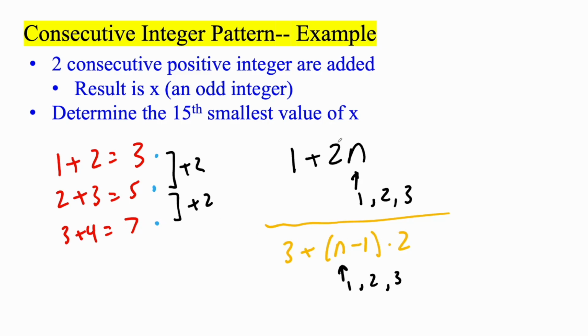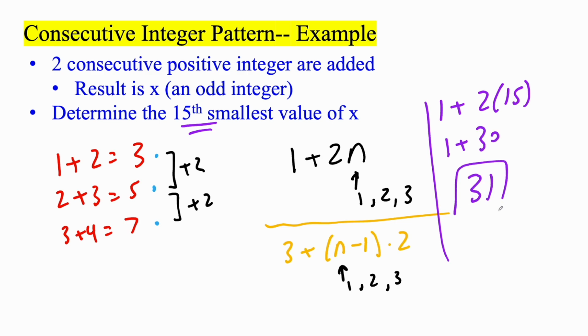So it's a match. Now they don't even care about the formula. All they care about is what's the 15th smallest value of x. So let's just plug in 15. So I have 1 plus 2 times 15, which is 30. And so I get 31 as the final answer.